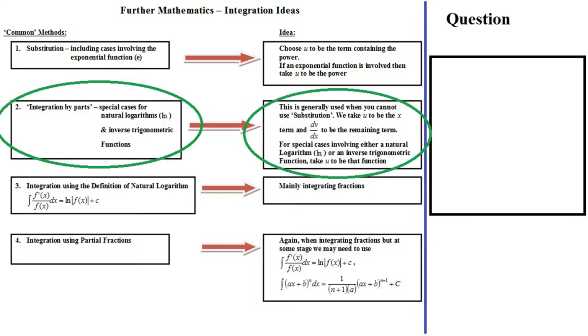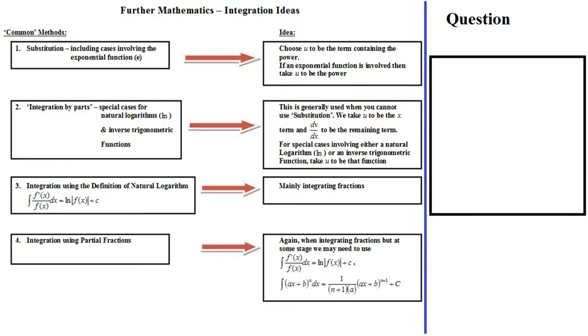And if it's not a special case, take u to be the x term and dv over dx to be the remaining term. Okay. Also, I created a video on integration by parts, so if you haven't seen that video, a link to the integration by parts video is provided in the description below.